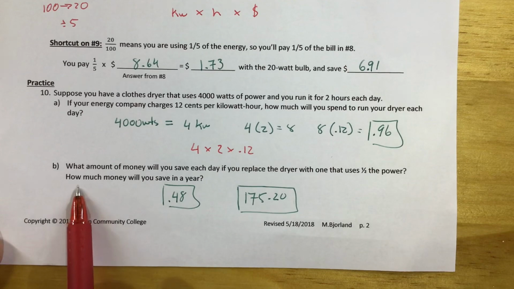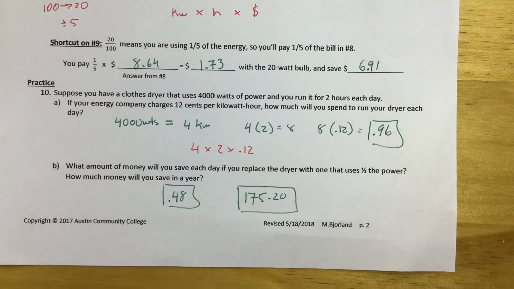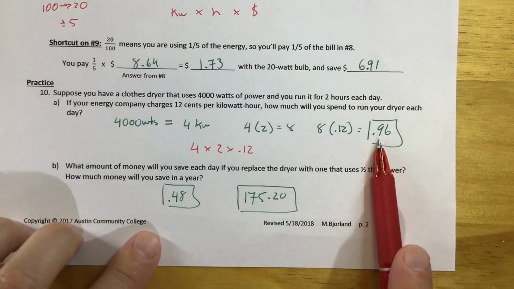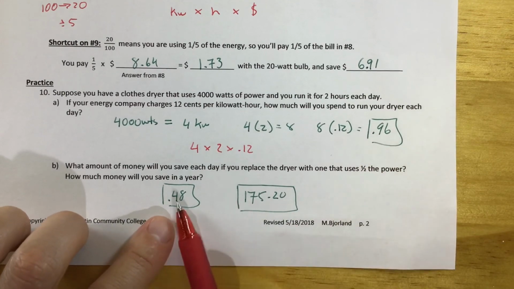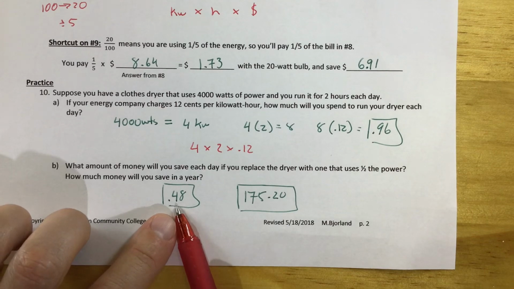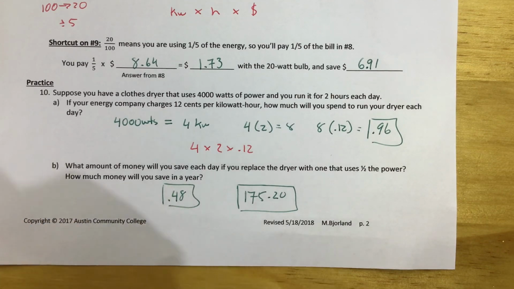And a follow-up question, how much money will you save in a year? We're going to assume that a year is 365 days. So you would have been paying 96 cents a day. You're going to be saving half. So you're going to be only being charged 48 cents a day for that.